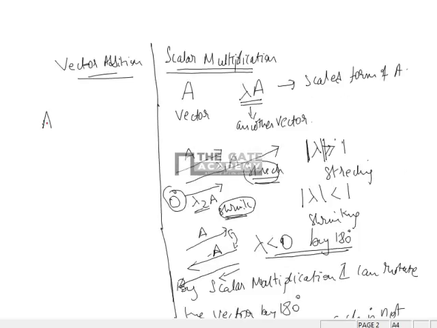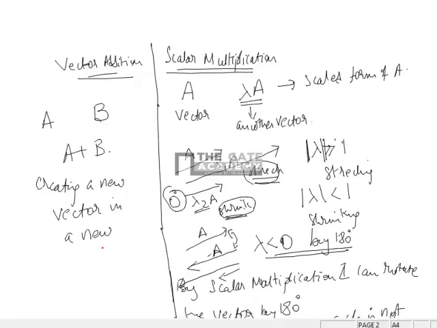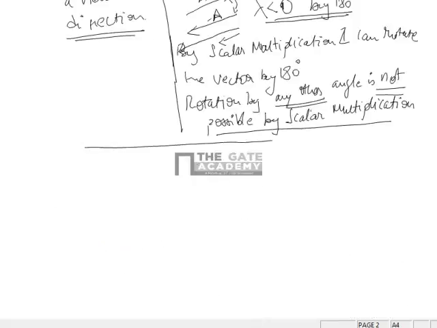Now what does vector addition mean? I have a vector A, I have vector B, I am adding A plus B, and I am creating a new vector in a new direction. That's what it means. Clear? So with this as basics, we will proceed ahead and see why we are seeing all these things.